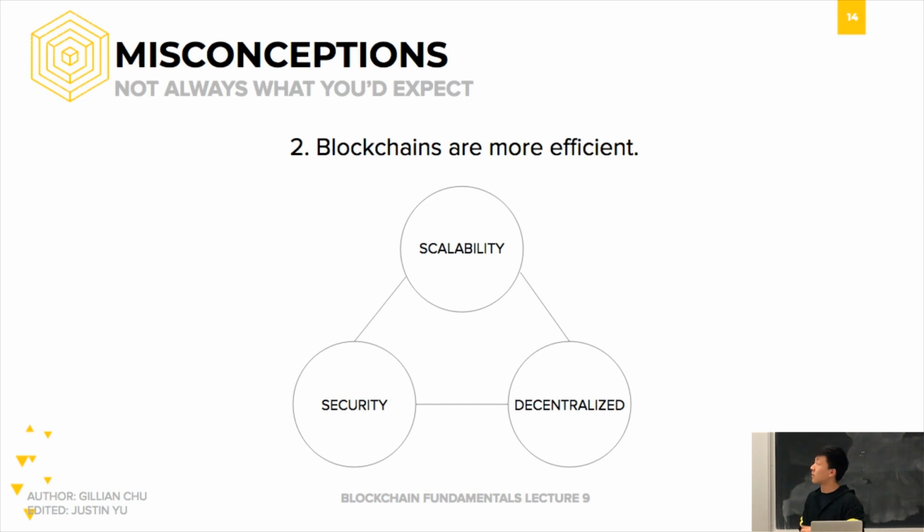Second, blockchains are always more efficient. This is also a misconception. Remember the scalability trilemma: you can only choose two of these. If we're choosing security and decentralization, we can't have the scalability aspect as well. Through the redundancy, we're able to maximize these two, but we sacrifice the scalability component.